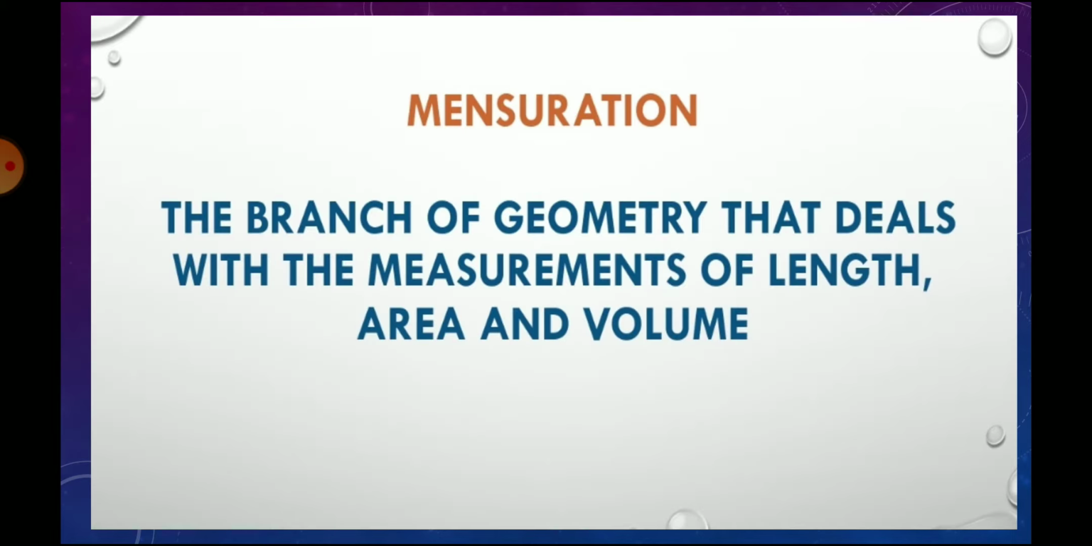So what is mensuration? It is the branch of geometry that deals with the measurement of length, area and volume. Here we can use shapes like square, rectangle, circle, triangle and some polygon shapes. Here we have to measure the length, breadth, width, height, area, volume, perimeter and circumference. So lots of things we are going to discuss in this session.